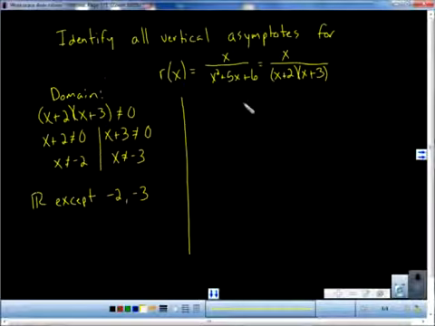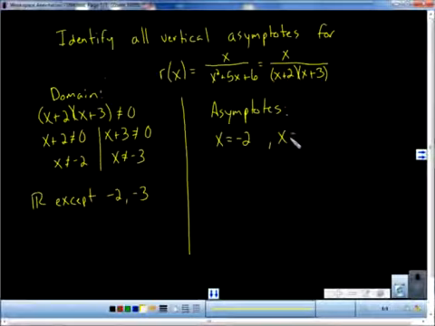Okay, the vertical asymptotes go off of any factors of the denominator that are not also factors of the numerator. In this case, x plus 2 and x plus 3, neither are factors of the numerator. We'll talk about that again in a second. So, since we have excluded values at negative 2 and negative 3, our asymptotes are at x equals negative 2 and x equals negative 3. Those are our two asymptotes.